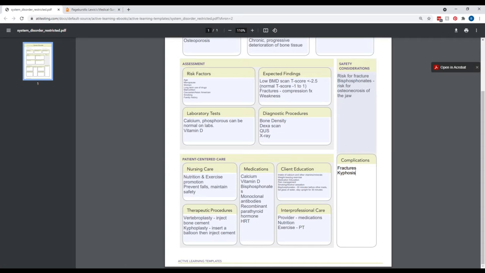So kyphosis is another one. Have you guys seen this in your book? This is where the patient starts to become hunched over. That happens when the vertebral bodies lose their mass and start to pinch together. It creates that hump, and it's called kyphosis.